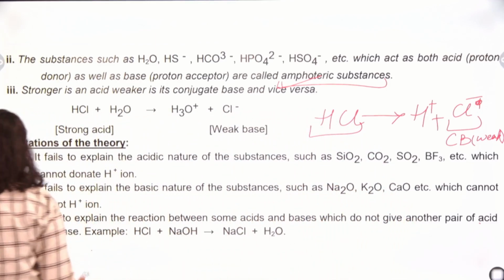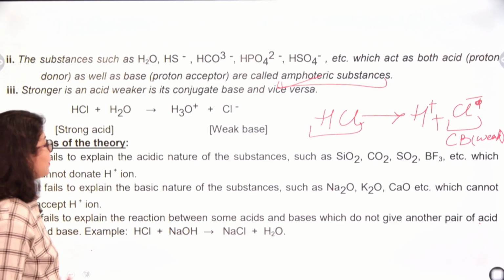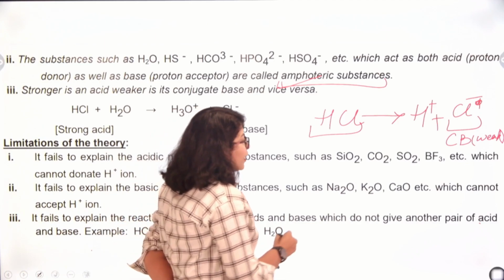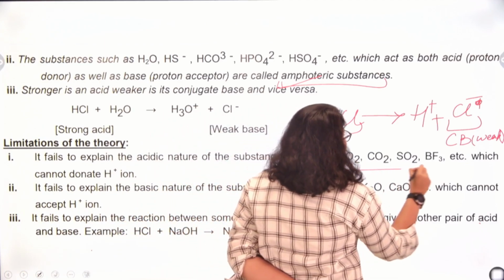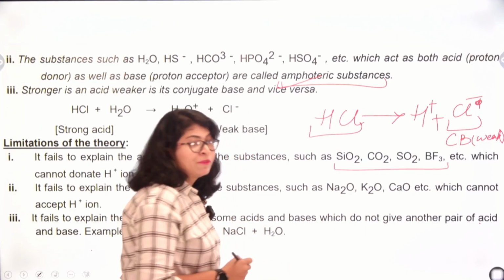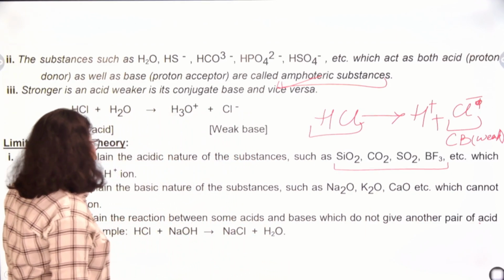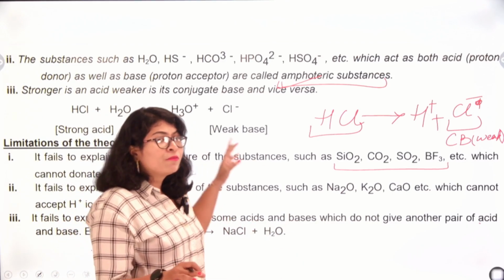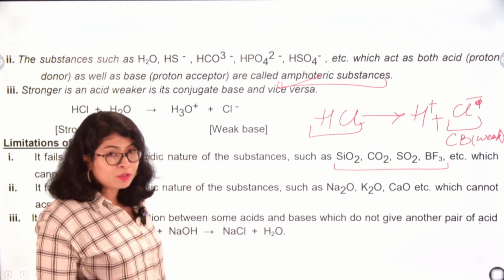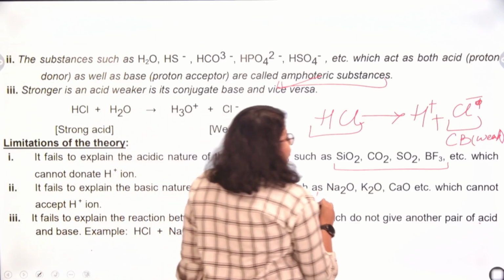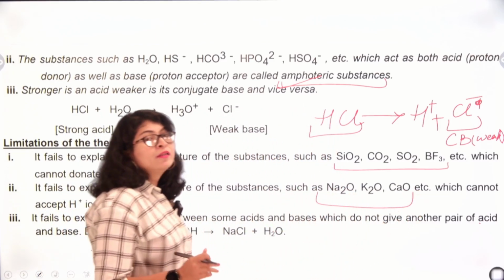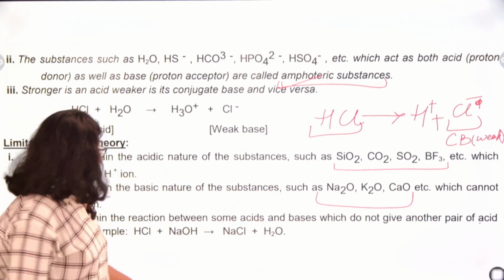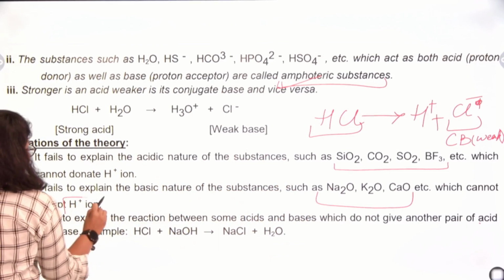Now, some of the limitations of this theory are: it fails to explain the acidic nature again, which was the same limitation as that of Arrhenius. So, it fails to explain the acidity of SiO2, CO2, SO2, BF3, etc. It was somehow capable of explaining the basic nature of NH3 and H2O, but Na2O, K2O and CaO still remain unexplained. It could not explain the basic nature of these substances, which cannot accept H plus ions.